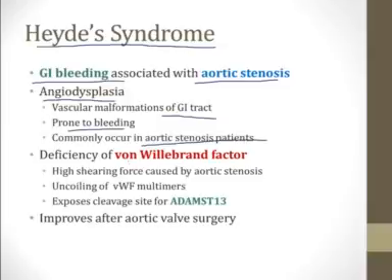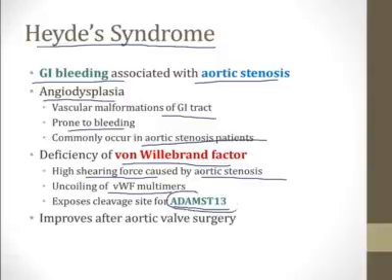The other component is a deficiency of von Willebrand factor. This occurs because there are high shearing forces caused by aortic stenosis. As blood flows past that tight valve, there is uncoiling of the multimers of von Willebrand factor. This exposes the cleavage sites for ADAMTS13. So I told you that TTP is caused by a deficient activity level of ADAMTS13.